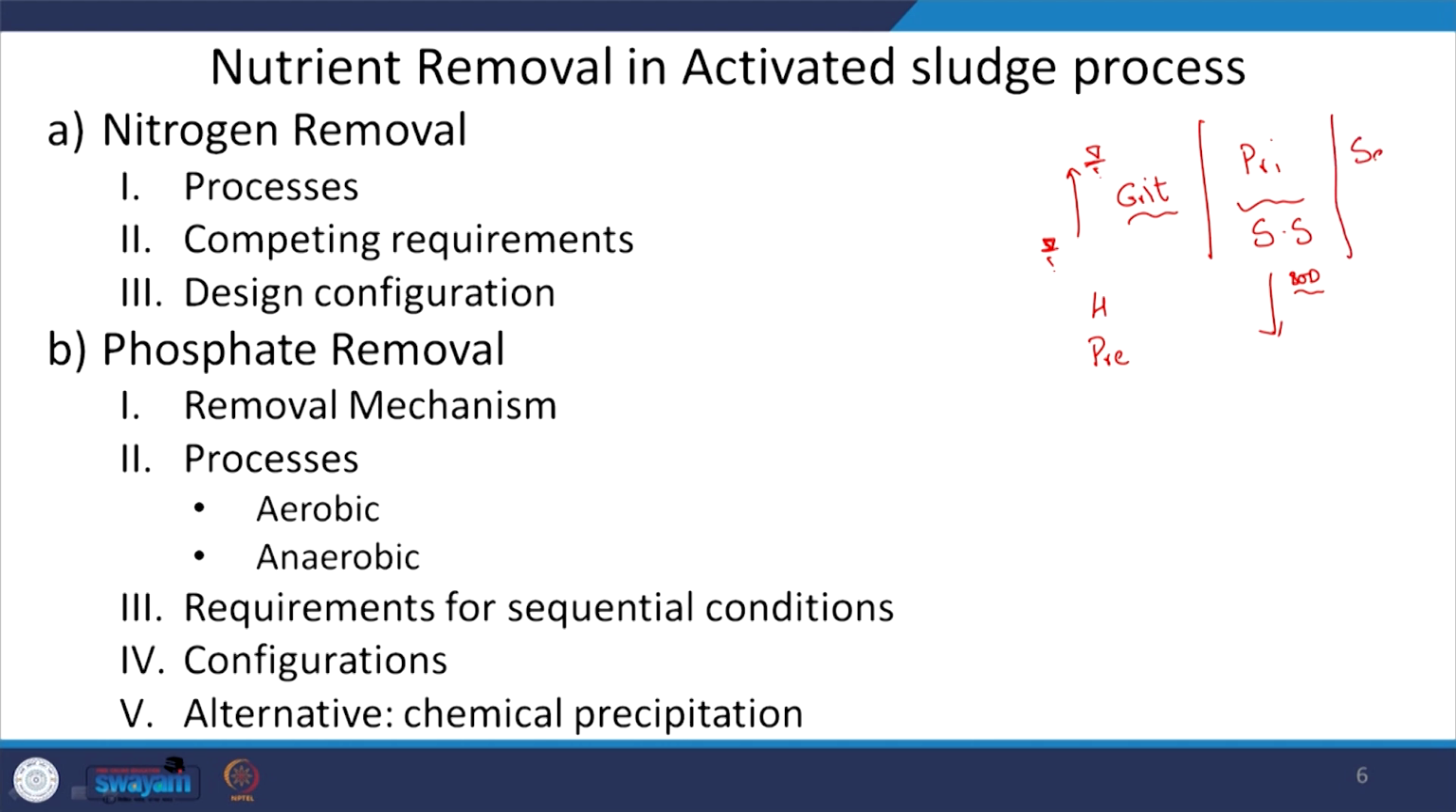And then in the secondary treatment system, what are we trying to do? We are trying to remove all the other BOD and some of the suspended solids. That is what we looked at until now.